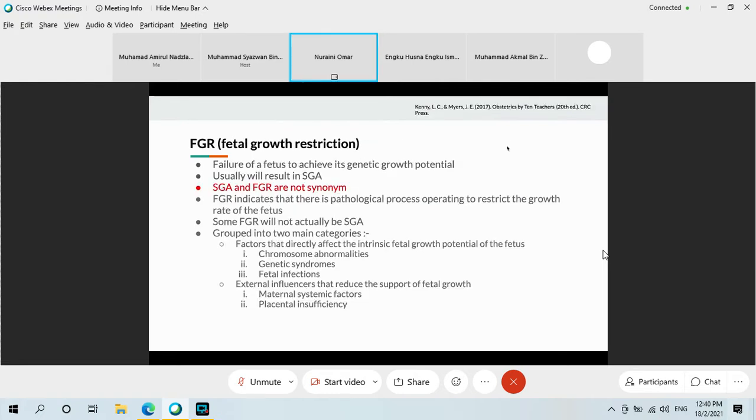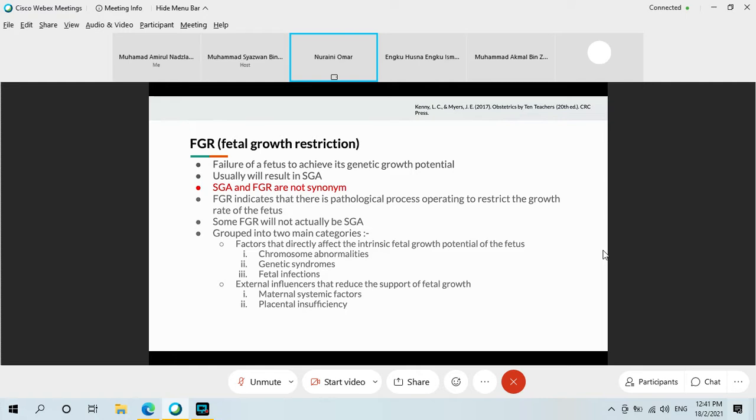Okay, so this is FGR. I will explain a little bit because after this my friend will explain more. Fetal growth restriction is a failure of a fetus to achieve its genetic growth potential. It usually will result in SGA, but some FGR will not actually be SGA because SGA and FGR are not synonyms. As mentioned just now, SGA can also be constitutionally small, while FGR is usually because of a pathological condition that causes the baby to be small, but SGA is not necessarily due to pathological causes. So that's why some FGR will not actually be SGA.